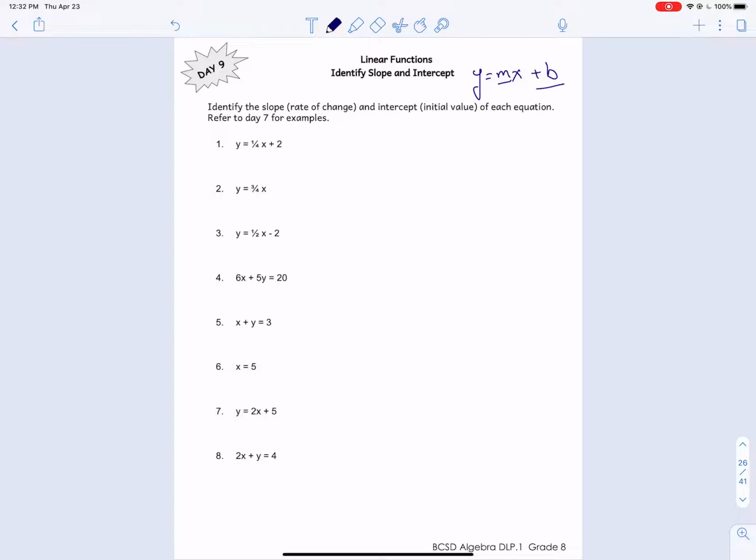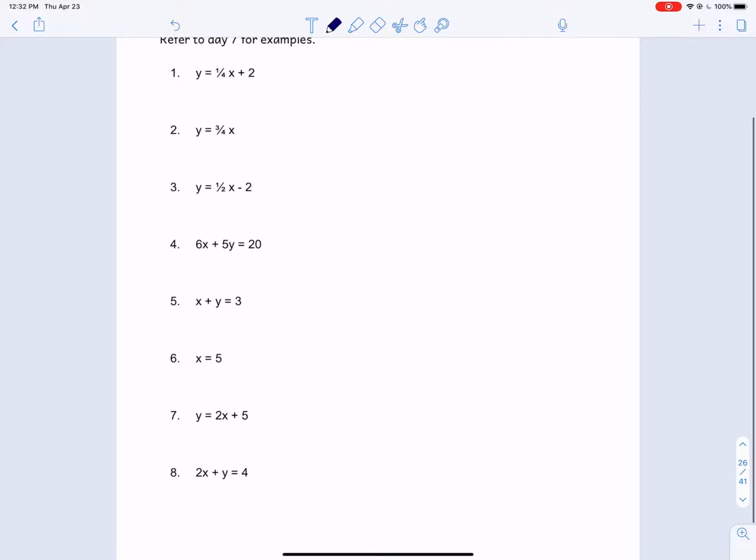So I'm not even gonna do it. I will do an example for the next section where we need to rearrange those equations. Okay, so just like we did on a previous graphing problem, we're going to rearrange. I'm gonna do number 4.